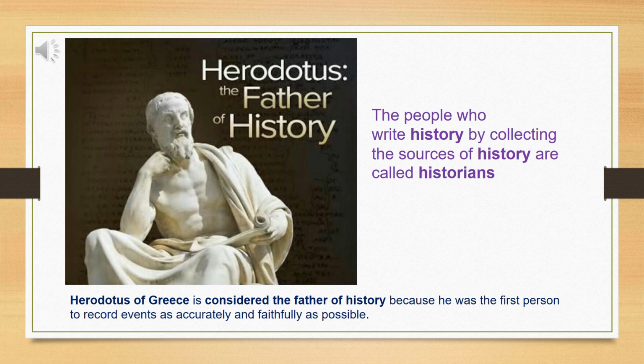Do we know who is the father of history? It is Herodotus. The people who write history by collecting the sources of history are called historians. Now, let us know why Herodotus is called the father of history. Herodotus of Greece is considered the father of history because he was the first person to record events as accurately and faithfully as possible. And that is why he is called the father of history.